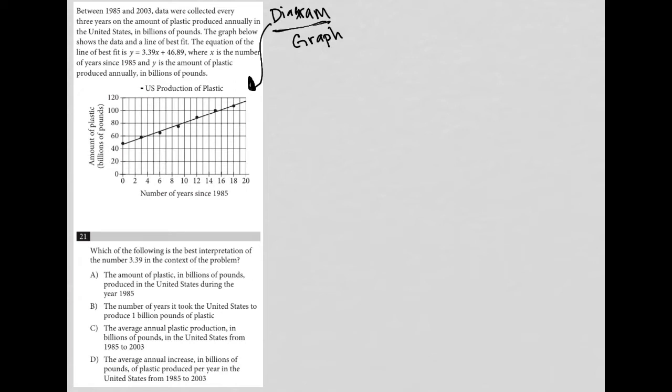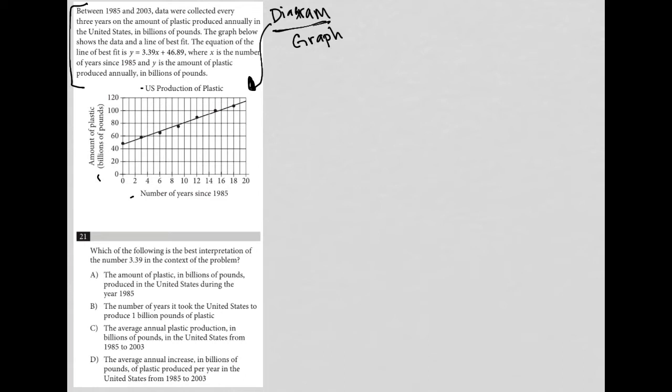So we have a title here, U.S. production of plastic. The x-axis is number of years since 1985, and the y-axis is amount of plastic in billions of pounds. So the information provided here tells us that between 1985 and 2003, data were collected every 3 years on the amount of plastic produced annually in the United States in billions of pounds. The graph below shows the data and a line of best fit.